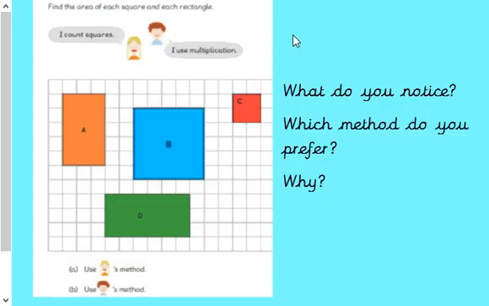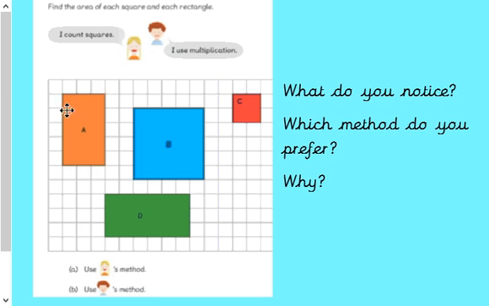Okay, now it's your turn to have a go at a question on your own. We've got 2 children here. The young lady is saying that she prefers to count squares to find area. The young man is saying he prefers to use, or he can use, multiplication. So what do you notice when you use these 2 different methods? Which method do you prefer and why? So I want you to have a go at using counting squares and also multiplication. And then tell me what you notice and why. Press pause now.